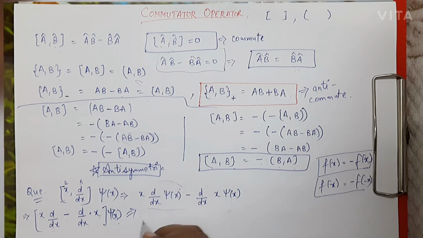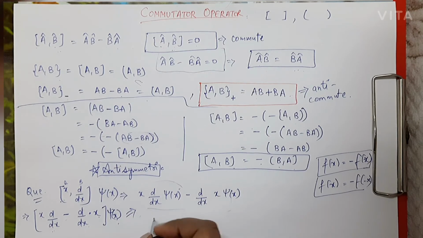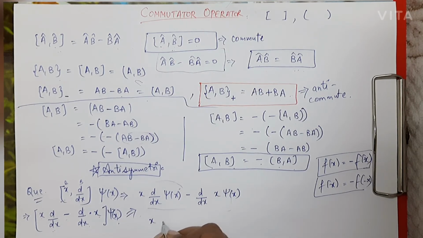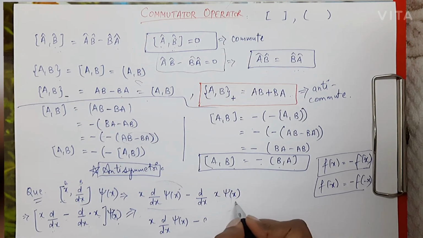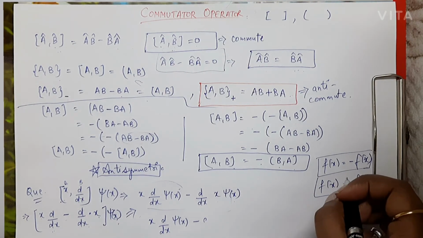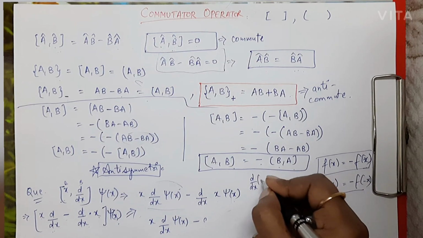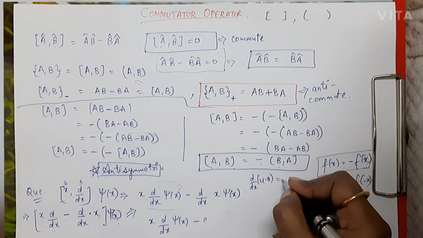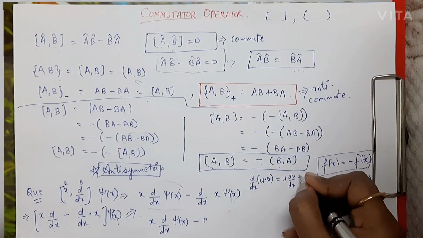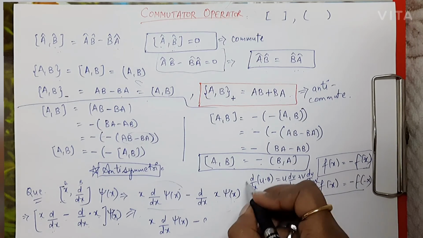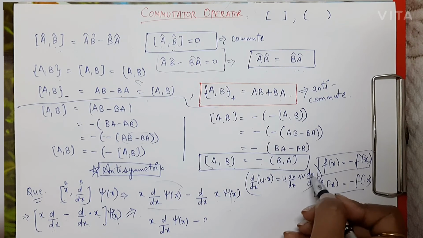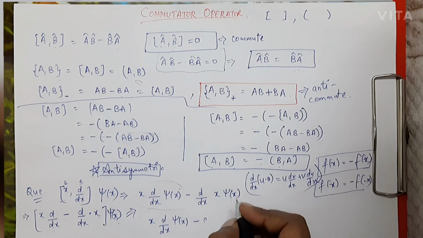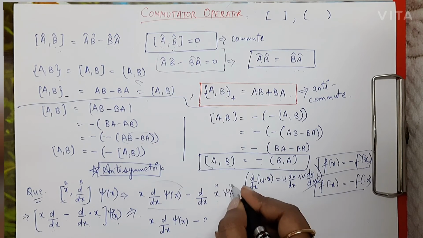or if you are good with your basics, then you can go here also. Now after this step, it will be x into d by dx of psi x minus d by dx of x into psi x. So we have studied a formula for d by dx of u into v. It says u dv by dx plus v du by dx. Right, this is the formula which we are going to use. First function, differentiation of second, plus second function, differentiation of first. So here u is this and v is this.